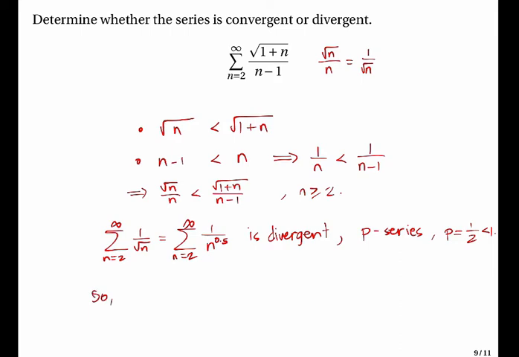So, we have the series square root of 1 plus n over n minus 1, from 2 to plus infinity, and this guy here is also divergent. Okay?